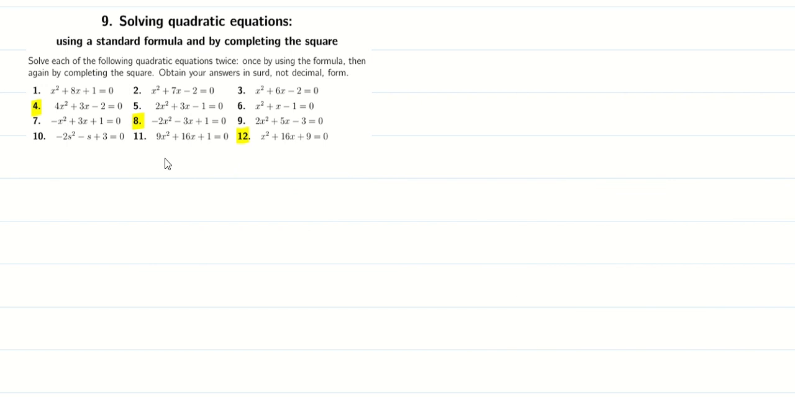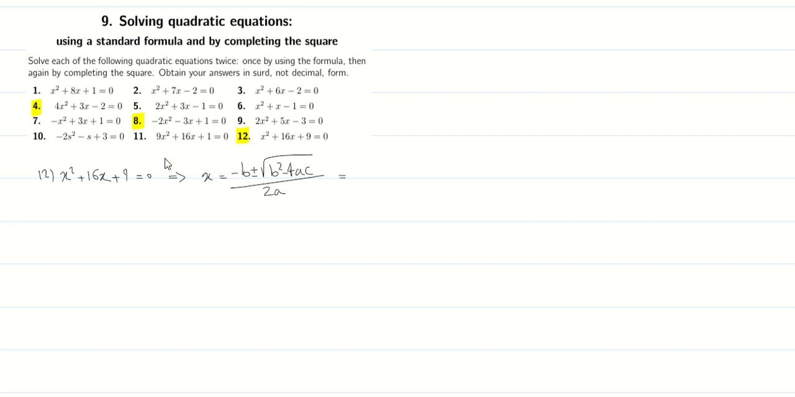So on question number 12, we have x squared plus 16x plus 9 is equal to 0. And we want to solve this using two methods. First, let's start with the formula. Based off the quadratic formula, we have x is equal to negative b plus minus the square root of b squared minus 4ac divided by 2a.